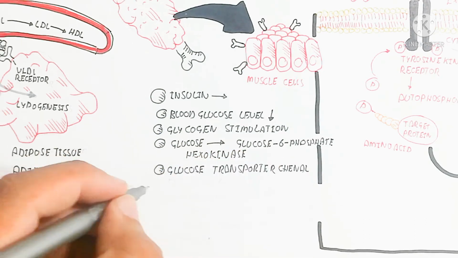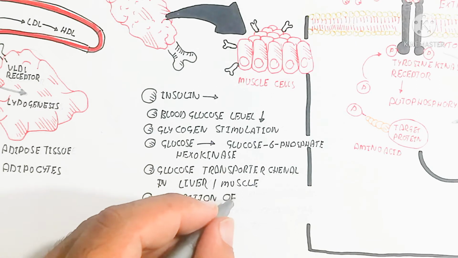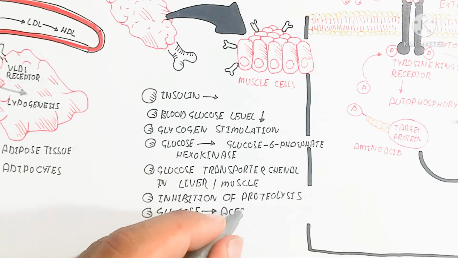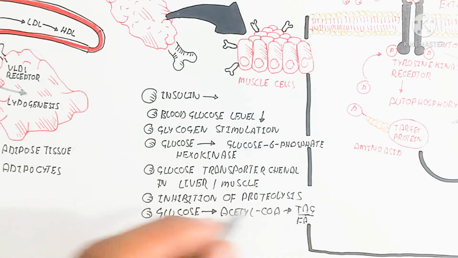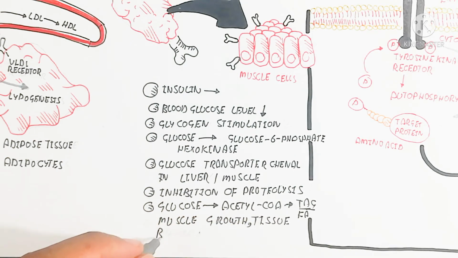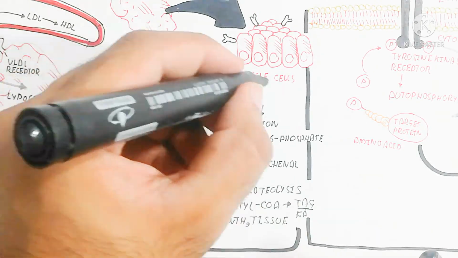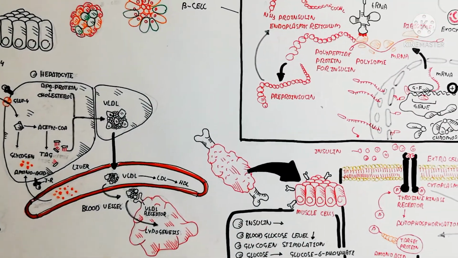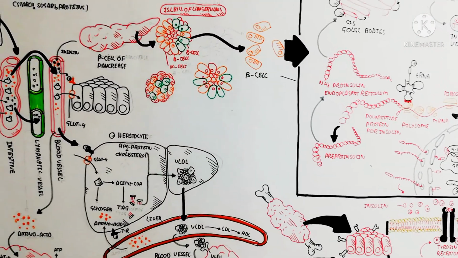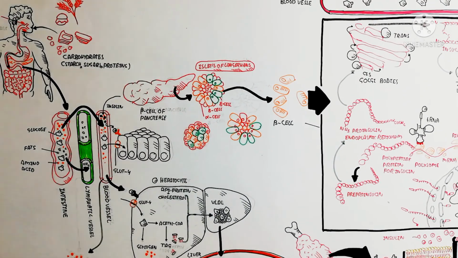So here the insulin will be increased, so the blood glucose level will be decreased, and glycogen stimulation and glucose converting to glucose 6-phosphate through hexokinase and the glucose transporter channel in liver and muscle will be produced, and inhibition of proteolysis and glucose converting to acetyl CoA will also be inhibited, and triacylglycerol will be produced, as well as muscle growth and tissue repair. So I hope that makes sense. Insulin is the anabolic hormone which produces anabolism.